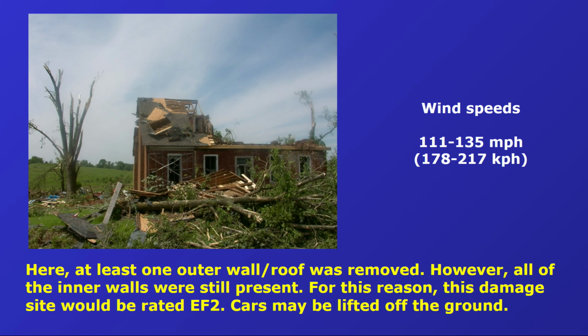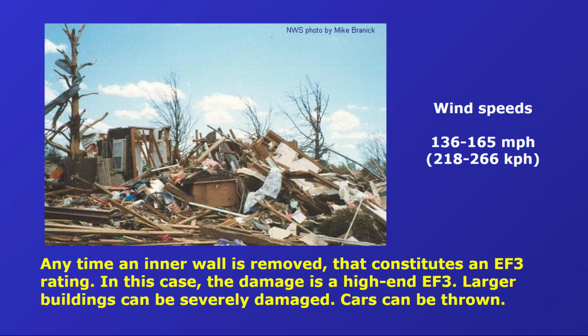So now you're starting to get some really frightening wind speeds, between 111 and 135 miles an hour, that can actually cause real damage to a home and can actually put you in danger even if you are inside of a well-built home. So you'll remember that if an outer wall is removed, that's an EF2. But if an inner wall is removed, even one, then now you're looking at EF3 damage.